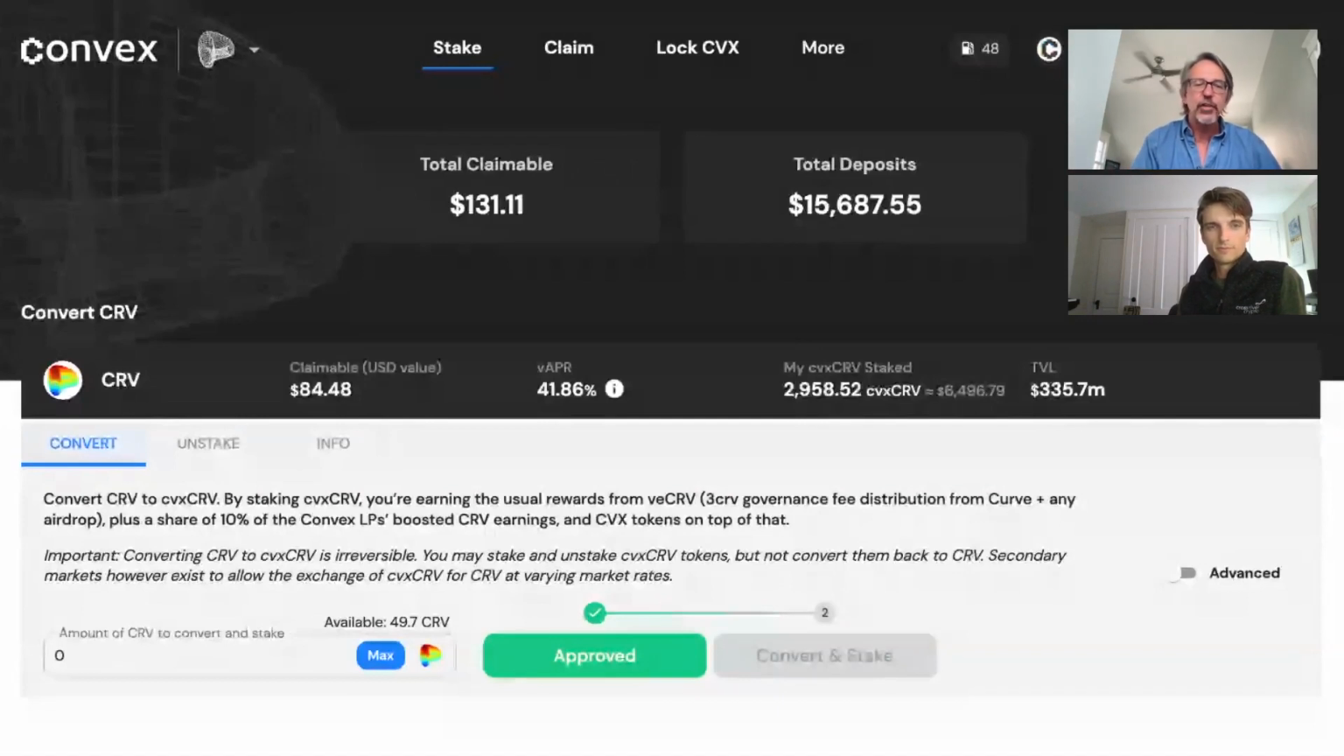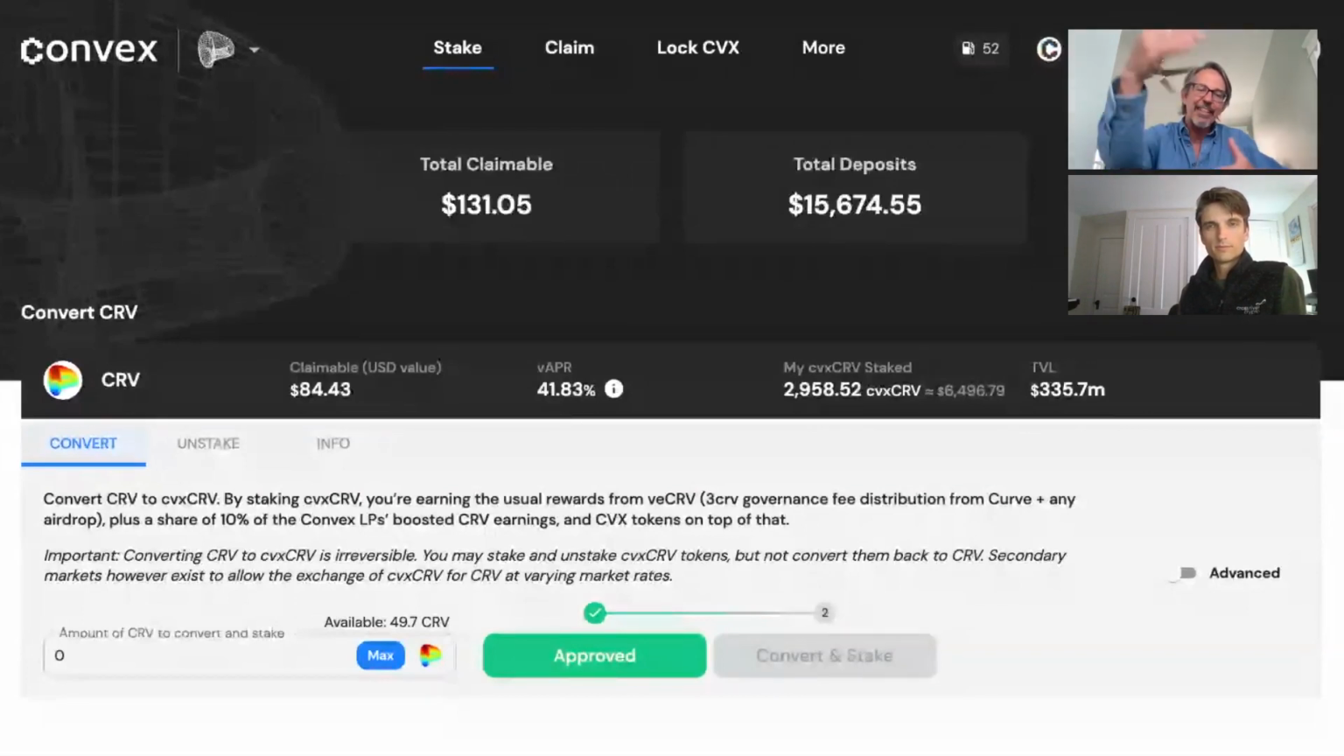There's a number of things you can do with those. But what happened is that Convex, I think it was probably last fall, said, why don't we do exactly what Curve did? You take your CVX tokens, their native token, and lock it up, and we'll give you the ability to vote on gauges of our farms.